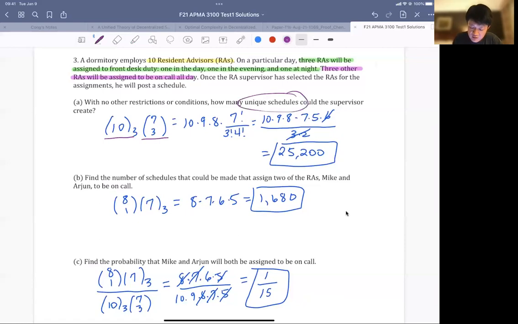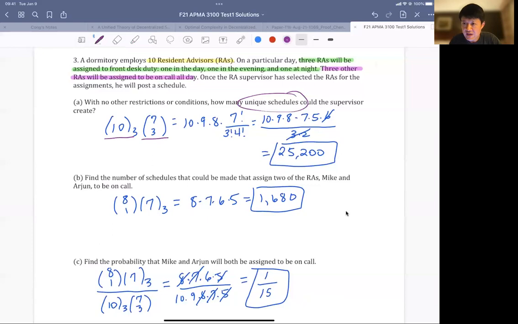But the question here is to have the unique schedules. So as long as 2 schedules differ in either the front desk group, which is ordered, or the on-call group, which is not ordered, you will consider them different schedules.